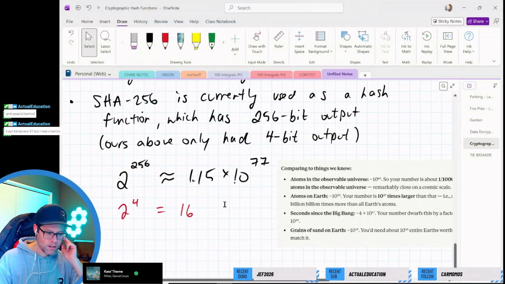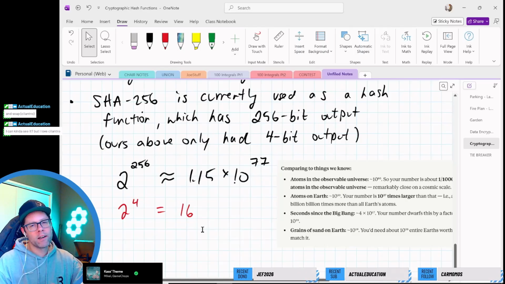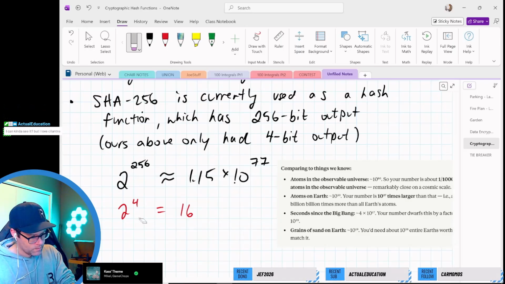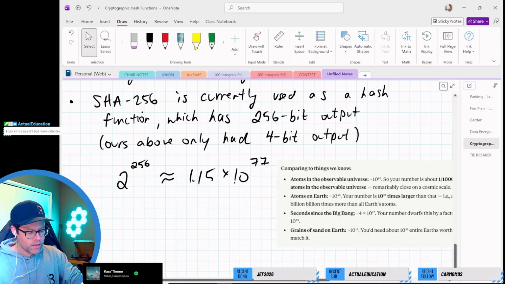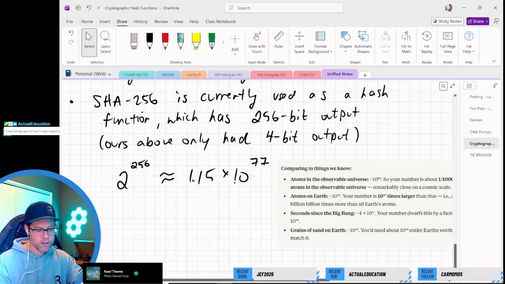So that's what makes the current hash function so robust. There's so many possible outputs that we could get that we're probably not likely to see a collision anytime soon. Right? And that's where our original example fails. It just doesn't have enough outputs for us to do this matching.